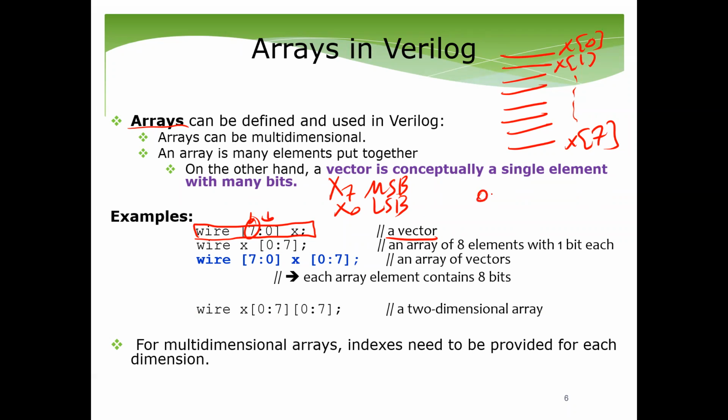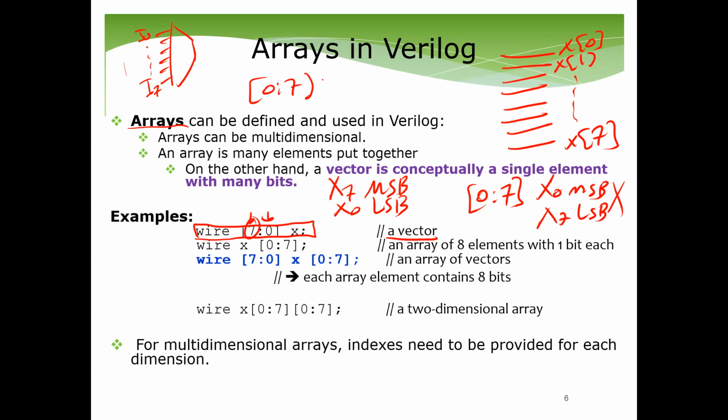It's also allowed to use [0:7]. This will make x[0] the MSB and x[7] the LSB, which is the opposite of the convention that we used before. If you remember when we talked about the multiplexer, we had an 8-to-1 multiplexer, and we said this goes from I0 to I7. When we declared I, we declared it as I[0:7].